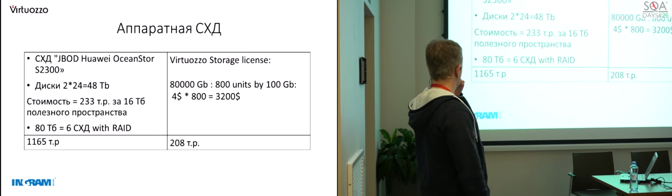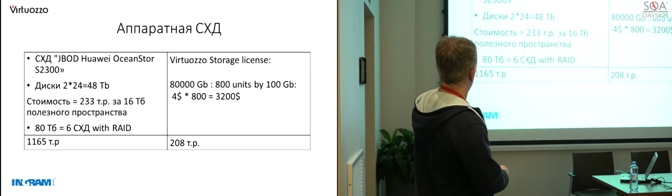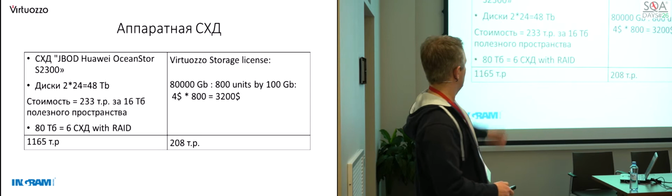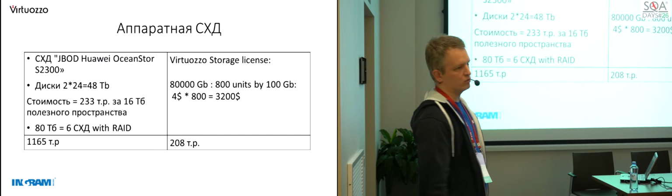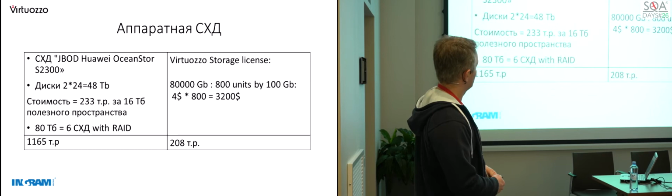The first thing I found, Huawei produces OceanStor storage. It has a lot of racks, 16 terabytes of useful area for 230,000 rubles. We needed 80 terabytes. We had to buy for more than 1 million Russian rubles. Virtuozzo storage, you'll have to pay five times as little if you want to buy one.